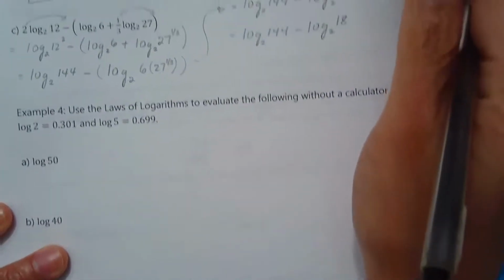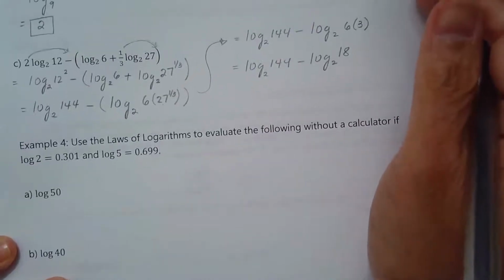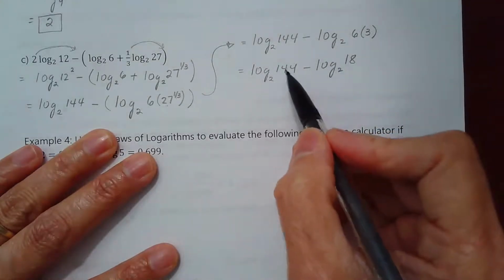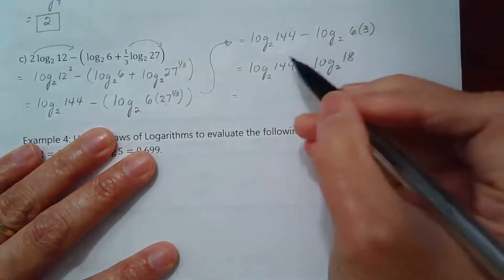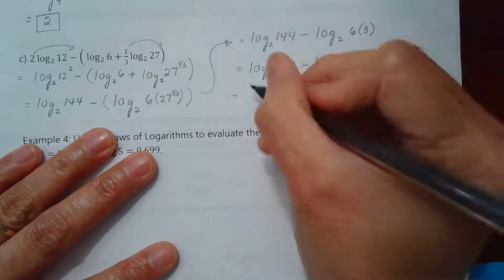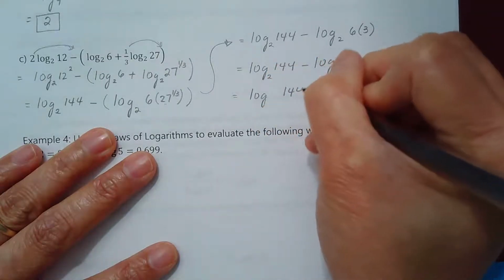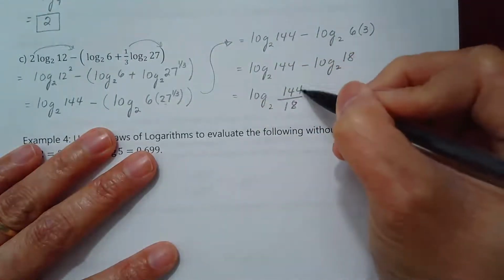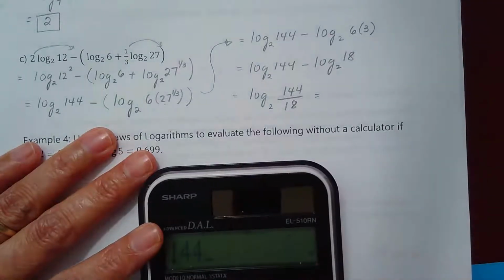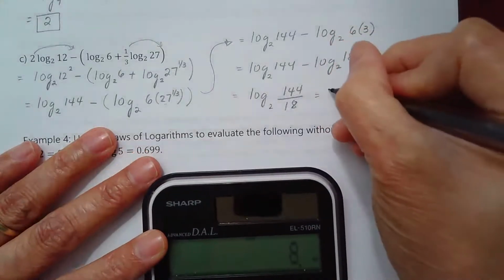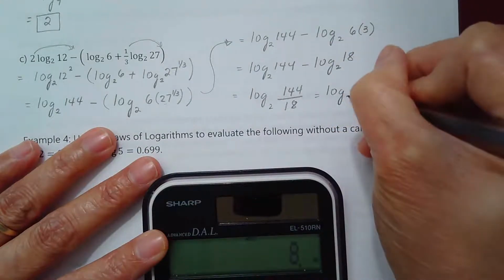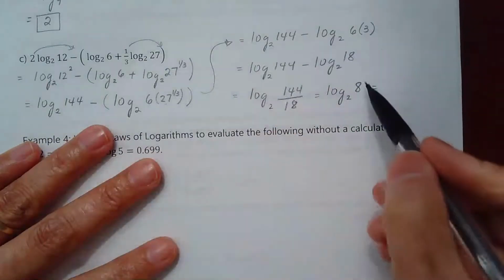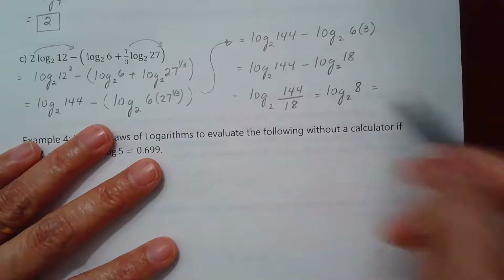Oops. Sorry. Keep pushing it up. Now these two are being subtracted, so that means 144 has to be divided by 18. So log of 144 divided by 18, base 2. And 144 divided by 18 is 8. So that becomes just log of 8 base 2. Now we're going to see here. After all of that, it just boils down to log of 8 base 2.